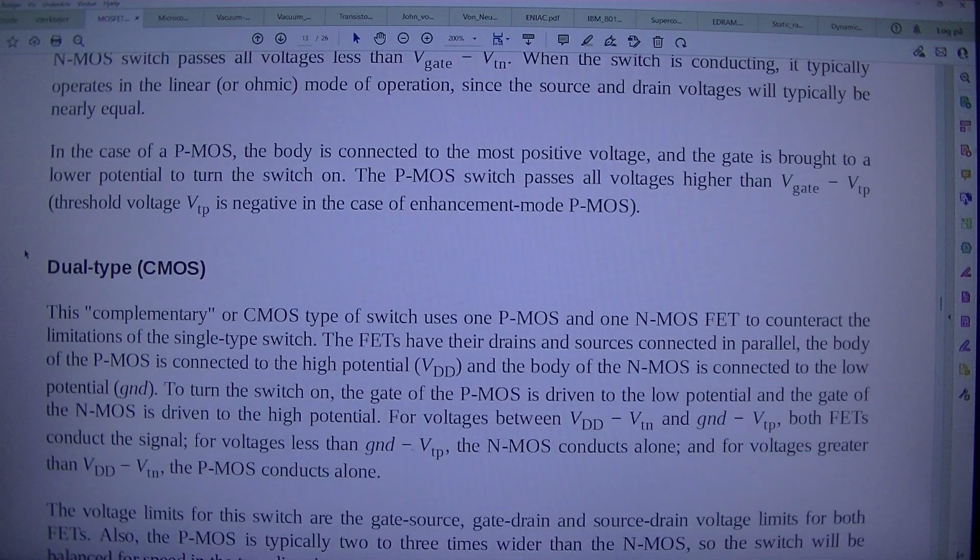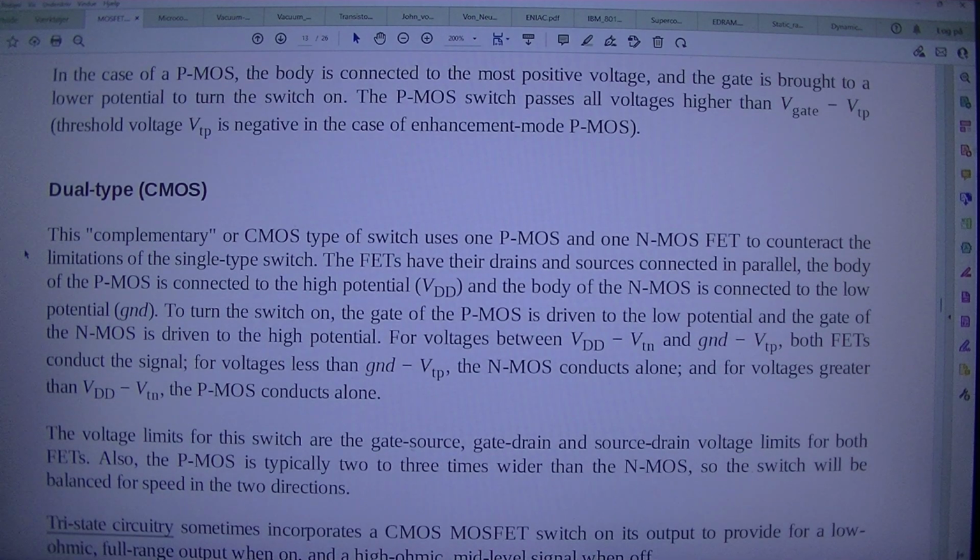In the case of a PMOS, the body is connected to the most positive voltage, and the gate is brought to a lower potential to turn the switch on. The PMOS switch passes all voltages higher than VG minus VTP. Threshold voltage VTP is negative in the case of enhancement mode PMOS.